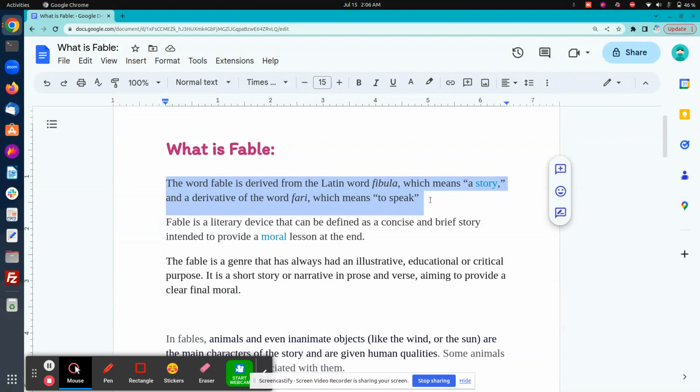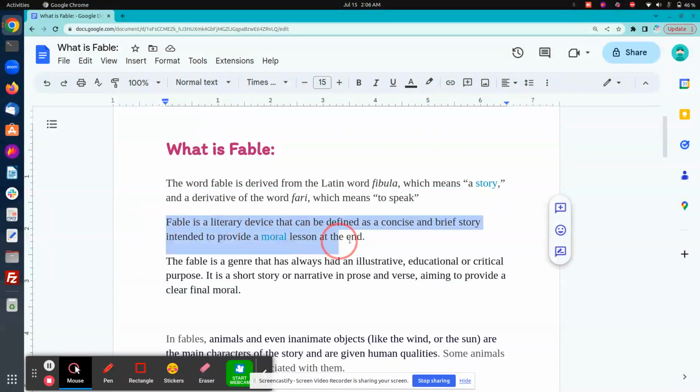Next, they're saying that a fable is a literary device that can be defined as a concise and brief story intended to provide a moral lesson at the end. So it is a very concise, precise, short, brief story, and at the end of the fable, there's always going to be a moral or a lesson for the readers. So this is something that you can easily identify: this is a fable, where you're always going to have a lesson or moral at the end.